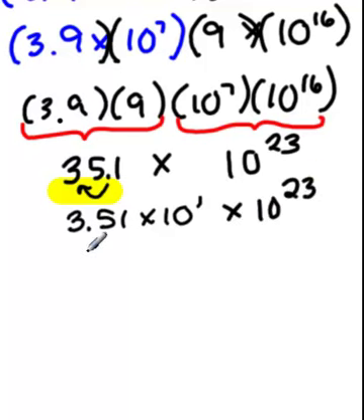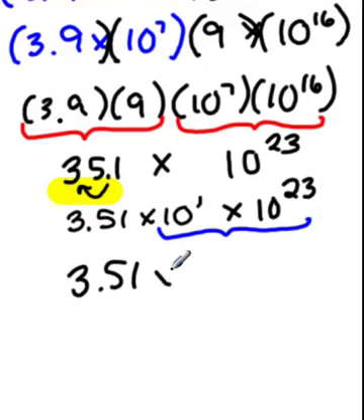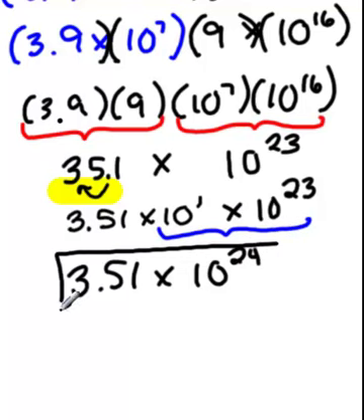Almost done. Now notice 3.51 is between 1 and 10, so that fits our criteria. The last thing I need to do is take these two and combine them. Notice that they have the same base, so I'm going to bring down 3.51 times. Because they have the same base, I will keep that base, and then because I'm multiplying, I will add the exponents to get a power of 24. 1 plus 23 is 24, and that's my final answer.